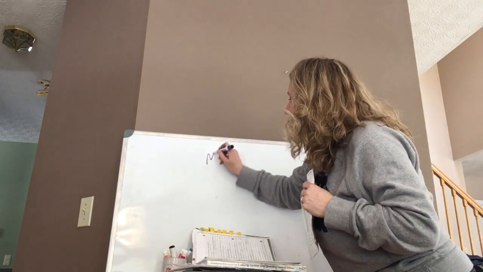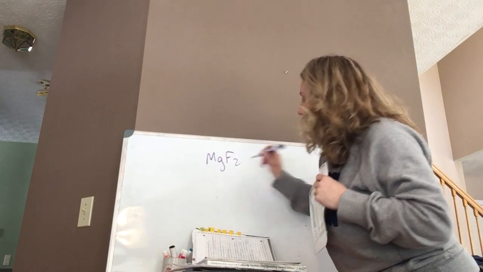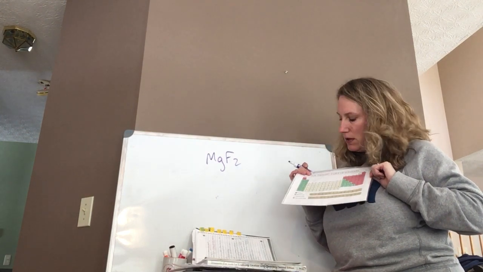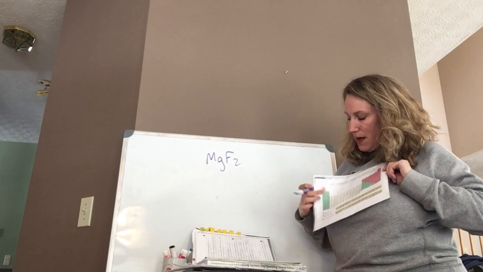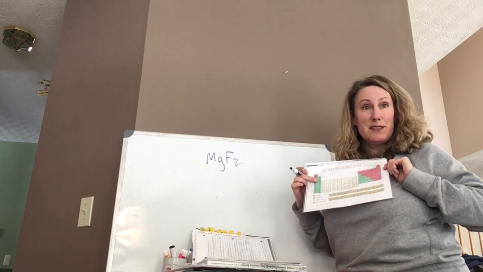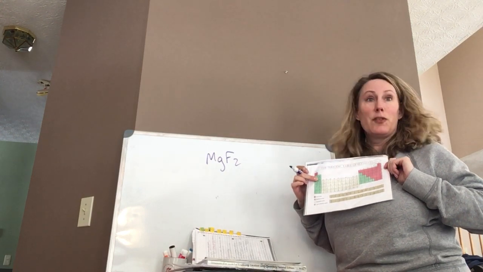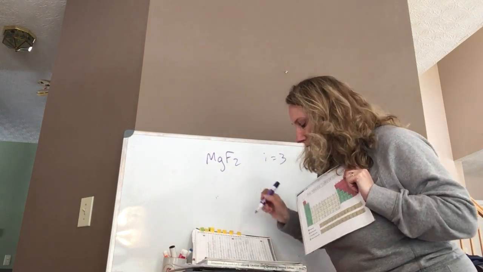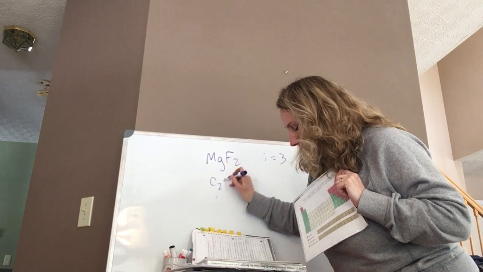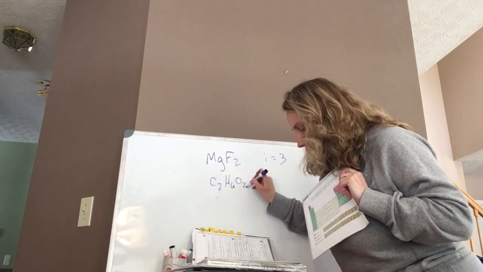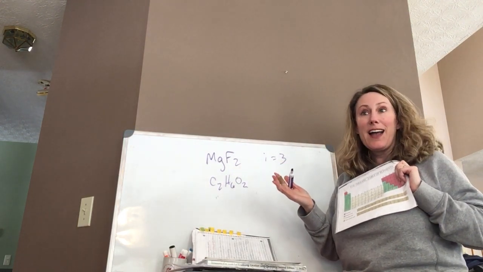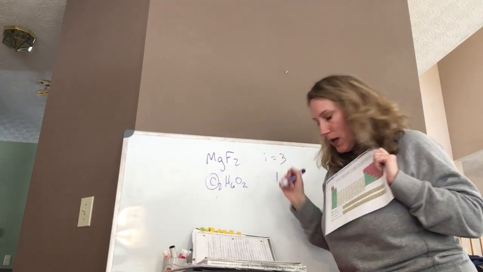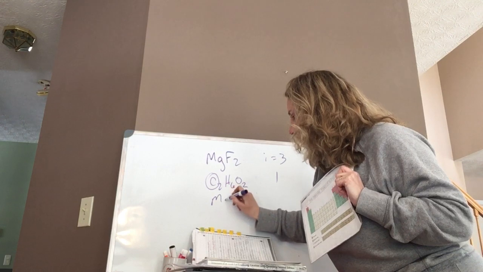How about MgF2? Where's Mg? Mg's here. So how many pieces does it break into? 3. So your I is going to be 3. How about C2H6O2? 1. Anything that starts with C, it's got to be covalent. So I is 1.